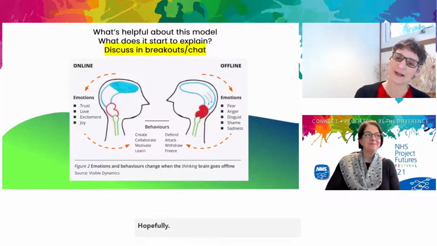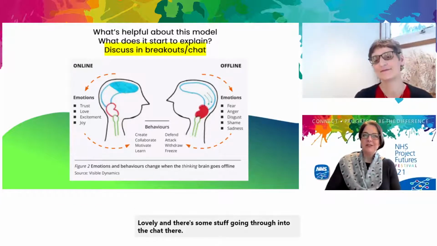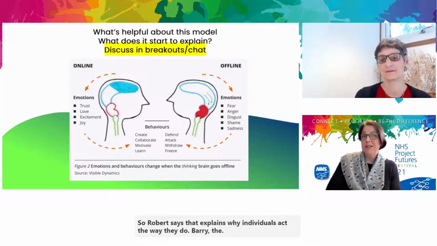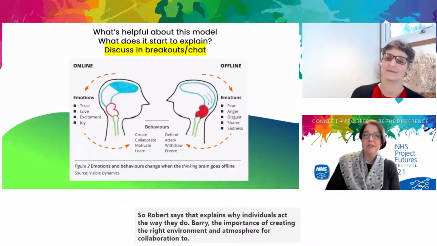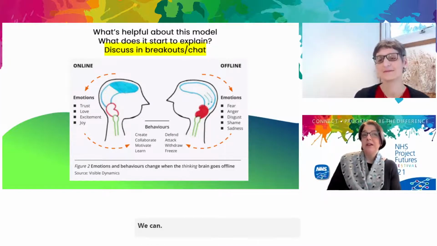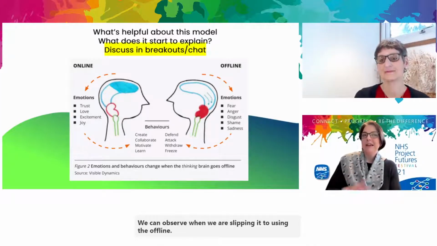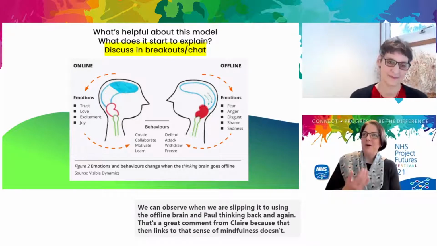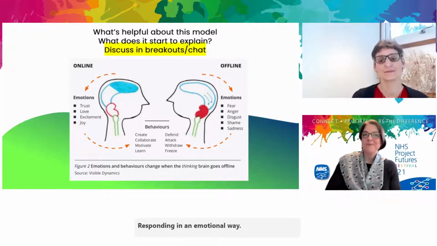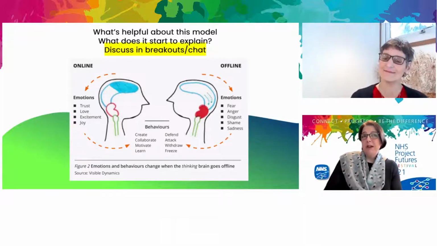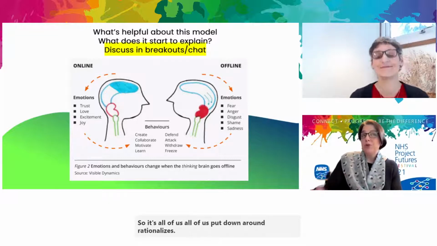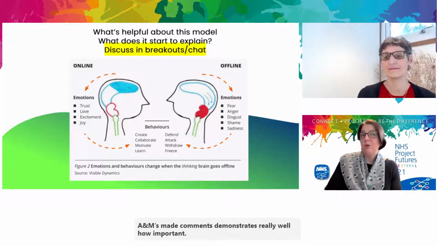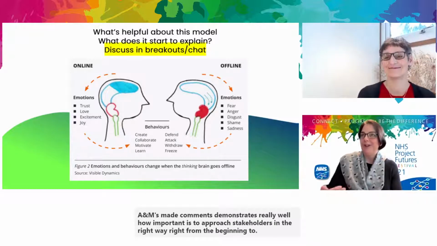Lovely. And there's some stuff coming through into the chat there. So let's have a look. So Robert says it explains why individuals act the way they do. Barry says the importance of creating the right environment and atmosphere for collaboration to occur is really important. Absolutely. We can observe when we are slipping to using the offline brain and pull thinking back. And again, that's a great comment from Claire, because that then links to that sense of mindfulness, doesn't it? So understanding when you're responding in an emotional way that's perhaps not helpful. Yeah. So Oliver's put down it rationalizes fear of failure to push through to success. And Emma's made a comment, it demonstrates really well how important it is to approach stakeholders in the right way, right from the beginning, to ensure they remain online.